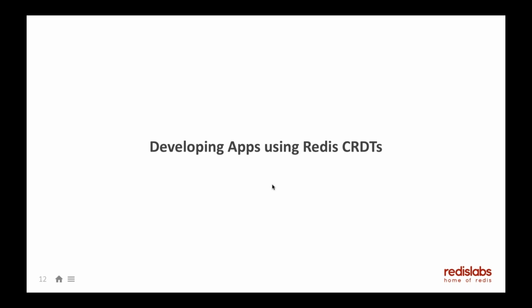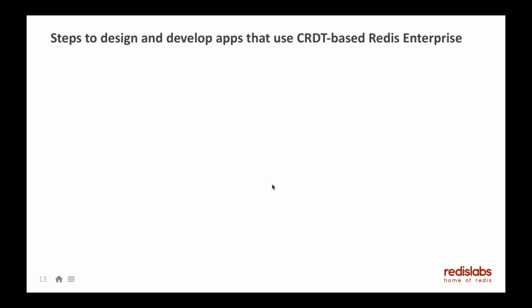Now, the main portion of today's webinar is how to develop apps using Redis CRDTs, and we will walk through the 6 steps. So this is the main purpose of today's webinar. I'll show you how to set up a local environment, a dev and testing environment, and also we'll see some examples of how to do that. So in a nutshell, we talk about a 6-step design.